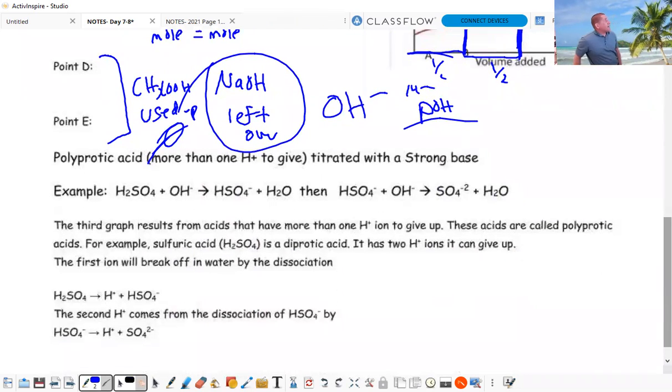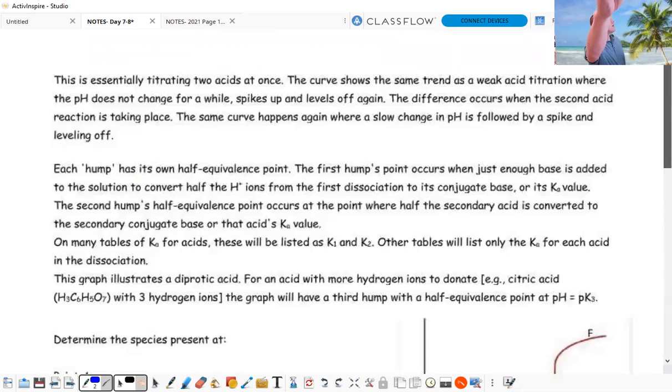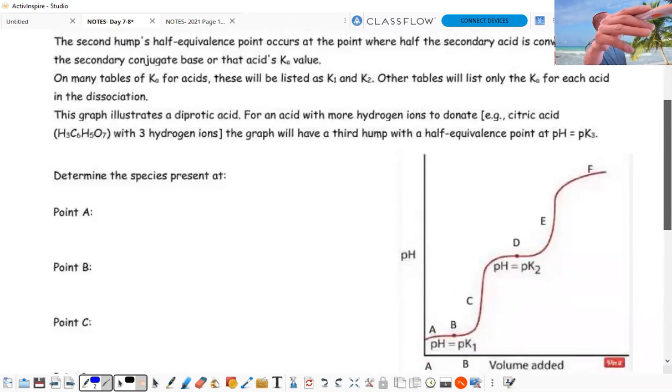What about if we have a polyprotic acid, though? When you have one like H2SO4, that has two hydrogens to give. Well, I said it always does it one at a time. So the first one is going to be HSO4 minus and H3O plus. And then HSO4 minus will do the second ionization. How do you tell what it looks like when you're doing a graph? Well, instead of having one equivalence point, you're going to have two.